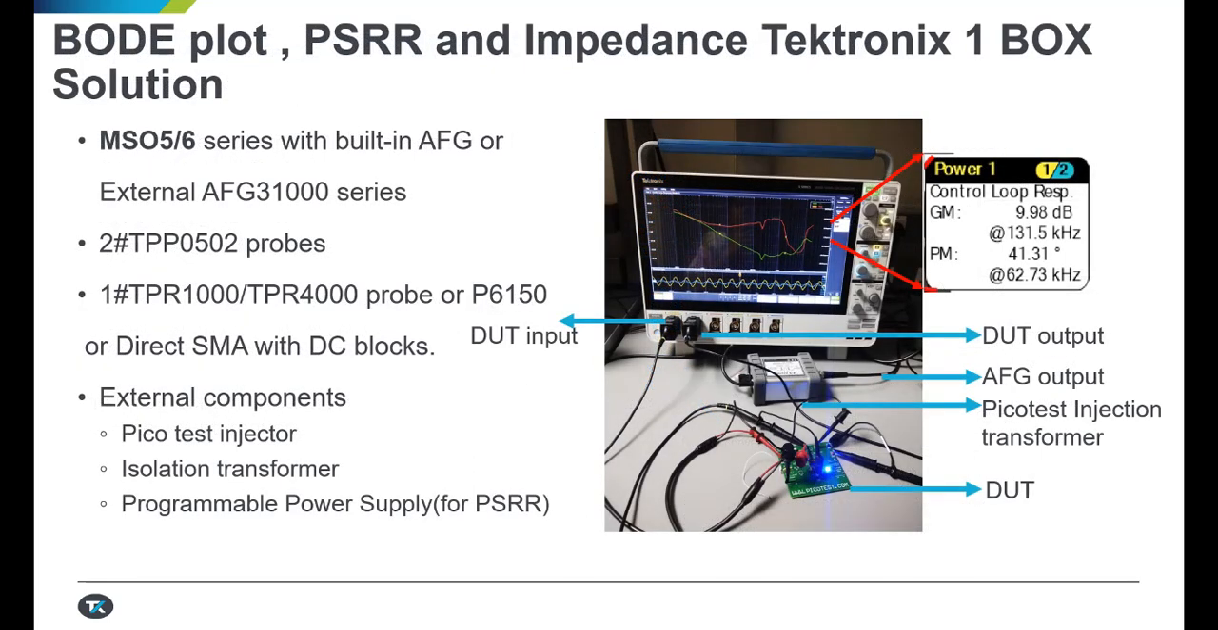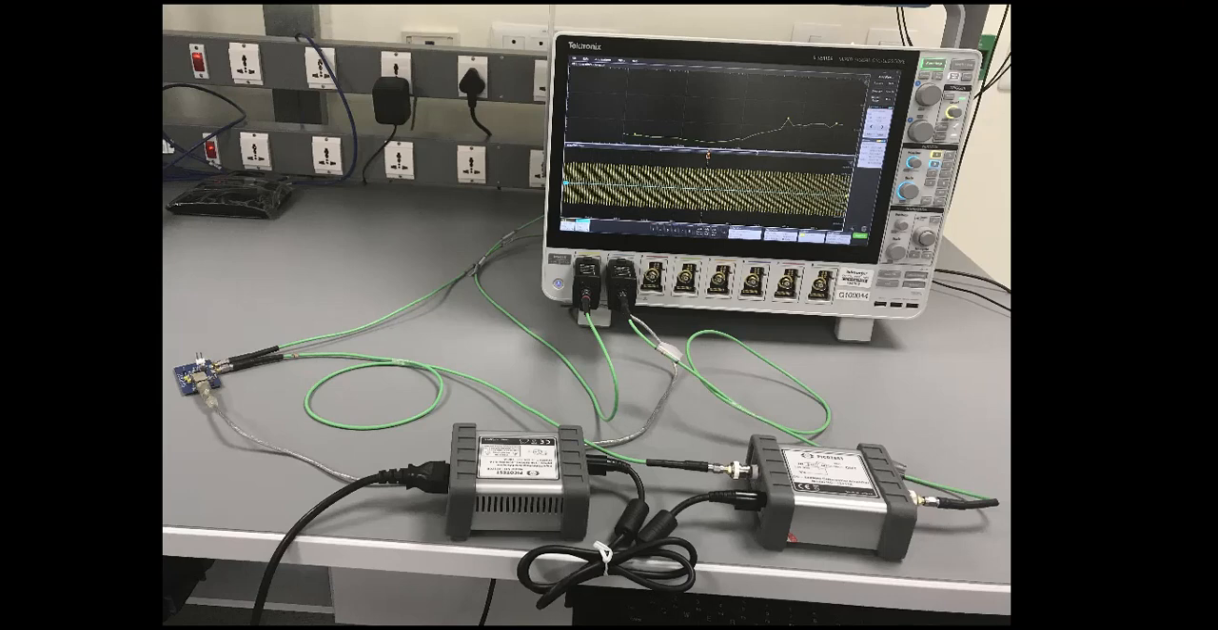of two-port impedance. We leverage our MSO 5 or 6 series with built-in AFG, or one can also use an external AFG 31000 series. You need to have the appropriate probes. In this case, we have used a TPR power rail probe, or one can also use the direct SMA with DC blocks. We need the commercially available isolation and injection transformers.